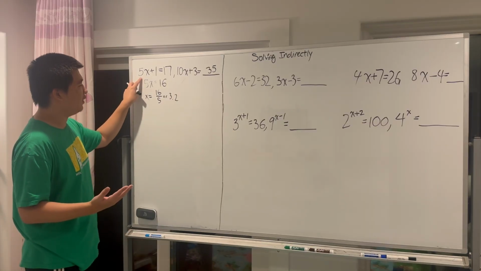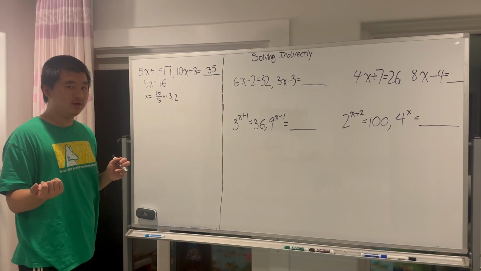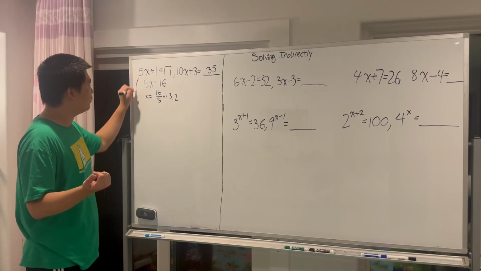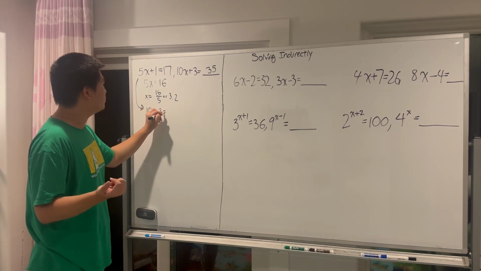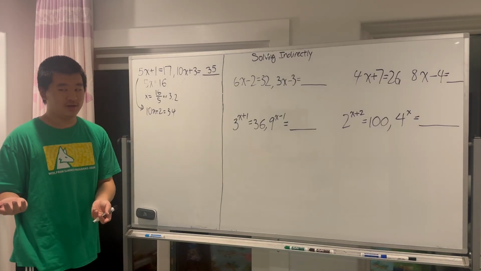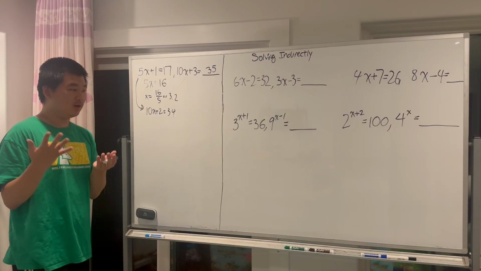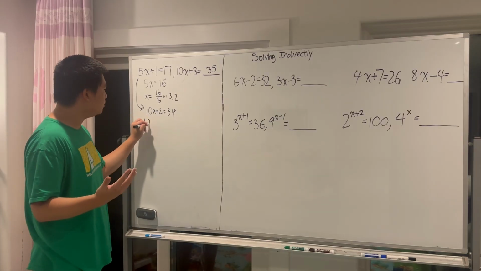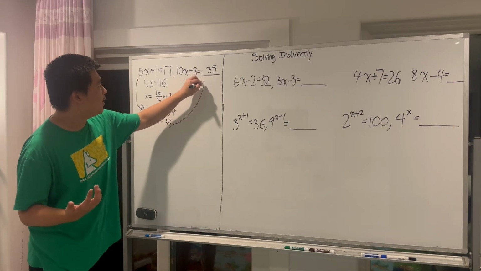So how do we turn 5x into 10x? Well, all we have to do is multiply by 2, right? So let's take this equation and multiply both sides by 2. Then we would get 10x plus 2 equals 34. But we don't want 10x plus 2, we want 10x plus 3. But how do we get from 10x plus 2 to 10x plus 3? Well, it's really easy, just add 1. So we have 10x plus 3 equals 35, and that we can write in.